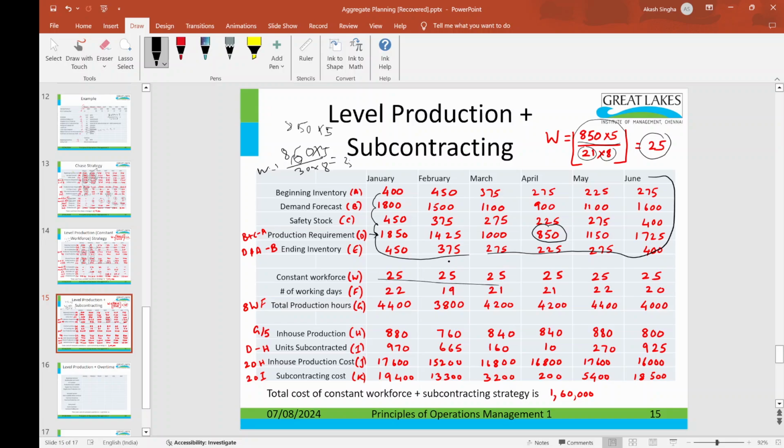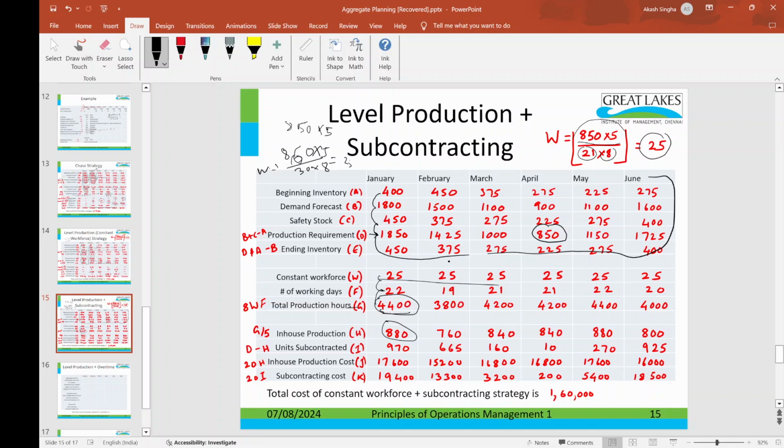Now, for all months, the number of working days are also given. Total production hours you have to calculate by constant workforce into number of working days, and in each working day 8 hours are there, so into 8. So you will get this value, right? So after calculating this value, how much production is happening in-house? We have to calculate. So if it is 4400, how much we are producing in this month by ourselves? 4400 by 5 because one unit takes 5 hours. So 880 is generated by our in-house production.